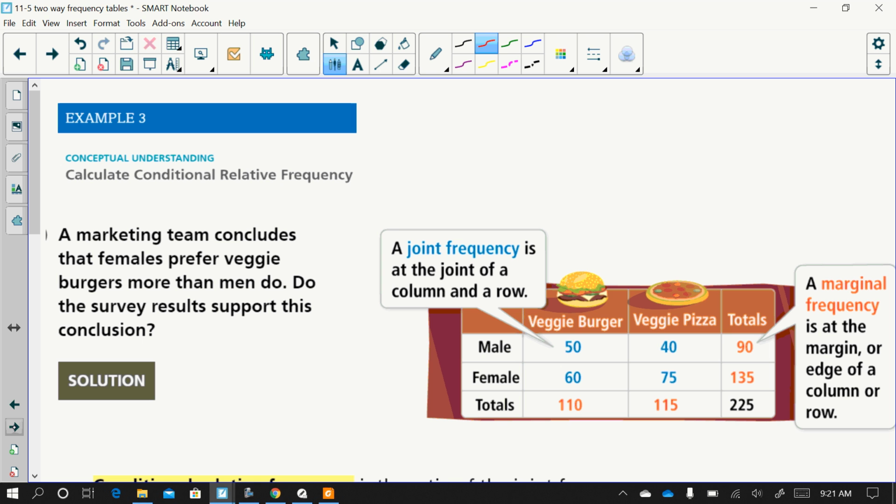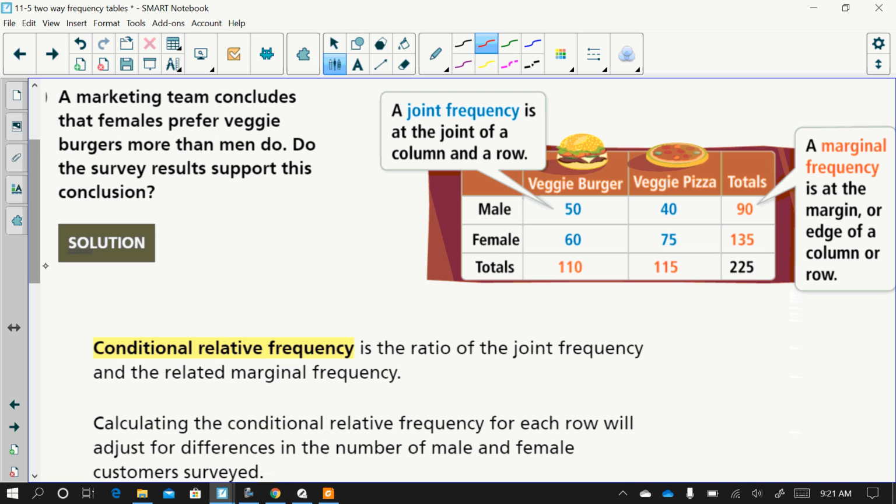Okay, still the same data, but this time we're going to look at what they're saying here. A marketing team concludes that females prefer veggie burgers more than men do. Do the survey results support this conclusion? Okay, so we're again just concentrating really on the veggie burgers. I want to know if more females or males like it.